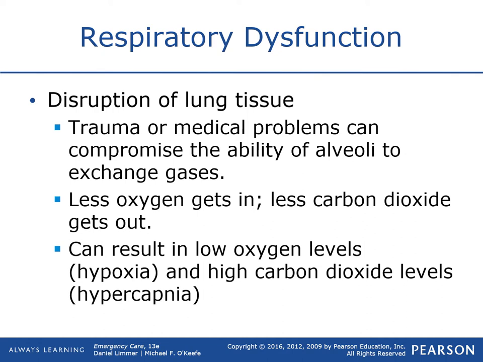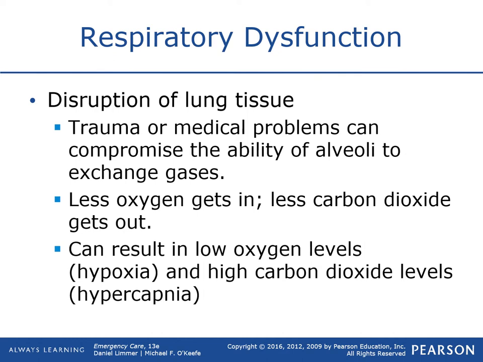So that's a two-fold problem, because we can't push oxygen through that tiny space, and we also can't get carbon dioxide out of that tiny space. Carbon dioxide ends up getting trapped in your body because it can't get out of your bronchioles since they're inflamed too much. That results in two problems. First is low oxygen levels, or hypoxia, because oxygen can't get in. The second is high carbon dioxide levels, the medical term for which is hypercapnia, because carbon dioxide can't get out.